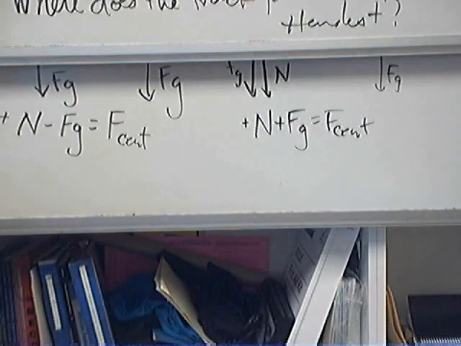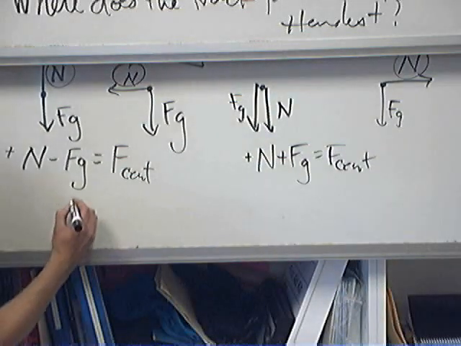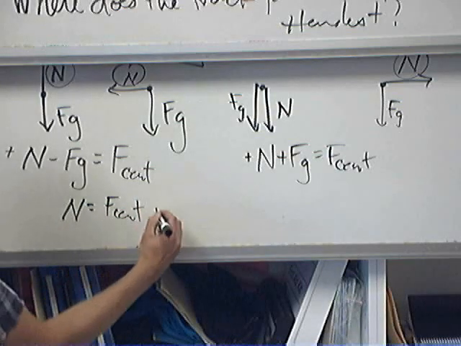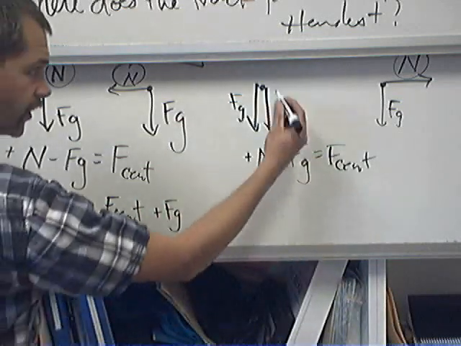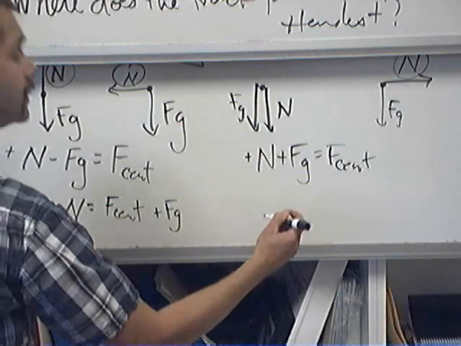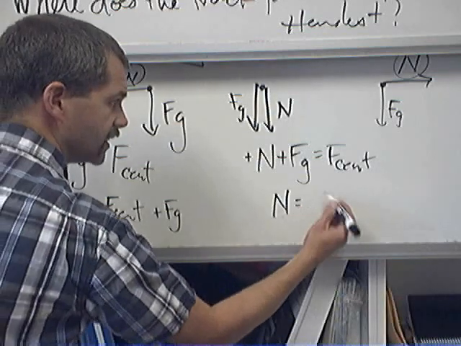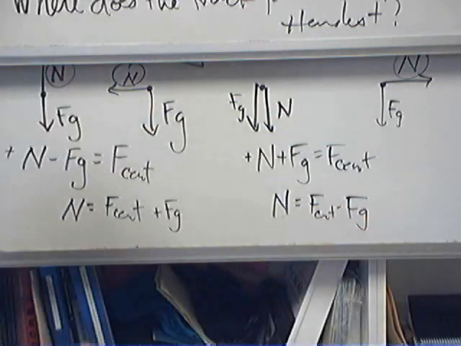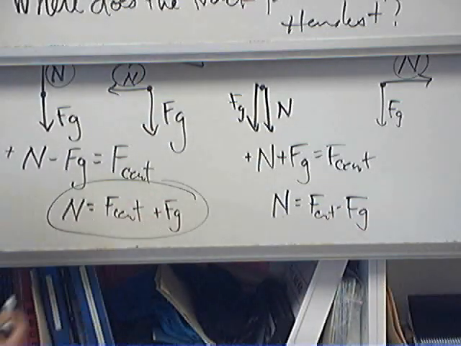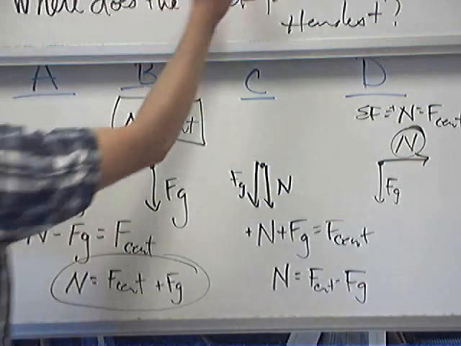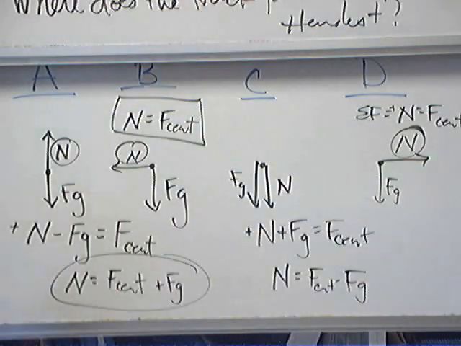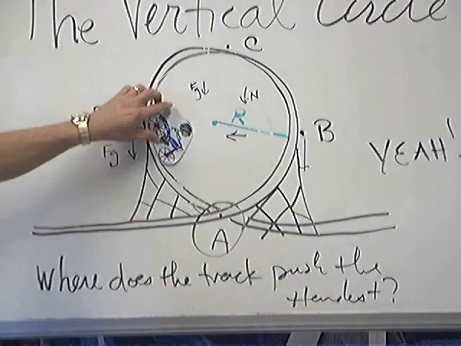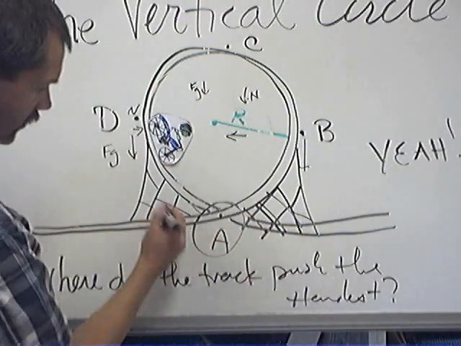So let's take a look at it real quick. Here, the normal force equals the centripetal force, the force that's turning me, plus the force of gravity. Over here on part C, the normal force is the centripetal force minus the force of gravity. Here is where the track pushes the hardest. That's where I need to make sure I have extra braces down here.